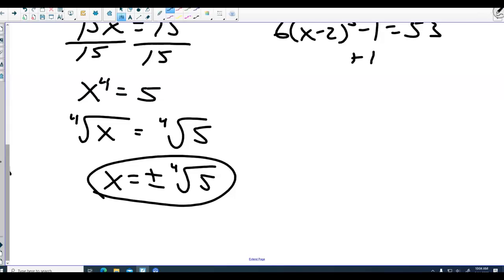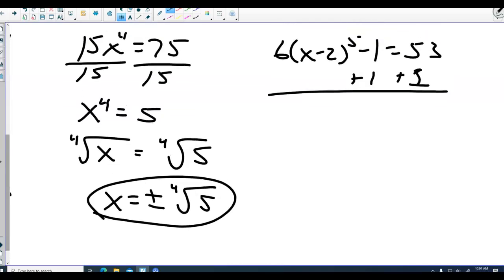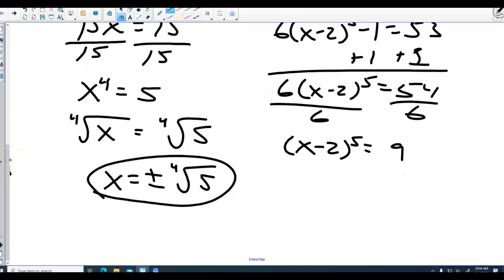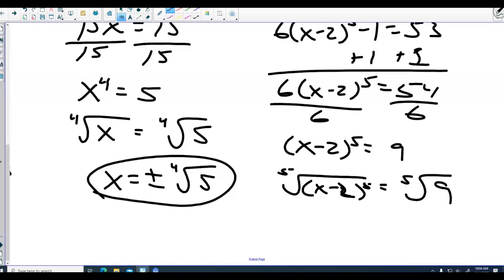So we're going to add 1 to both sides. We got to get that parentheses alone. So we add 1 to both sides. We divide both sides by 6. X minus 2 to the 5th equals 9. Okay. If I want to get rid of that exponent of 5, I've got to take the 5th root of it. Which means I have to take the 5th root of the other side.